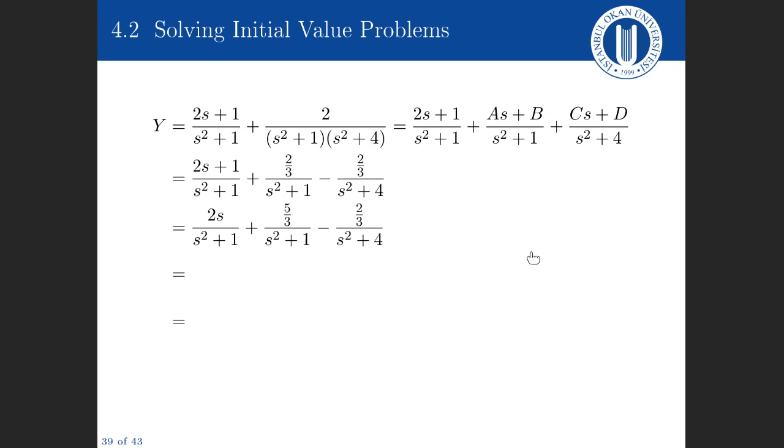Let's rearrange some more. Now, what I'm going to do is take this plus 1 and join it together with this 2/3 to get 5/3. So then the first term is 2s on the top, the second term is 5 over 3 on the top, and the third term is 2 over 3 on the top.